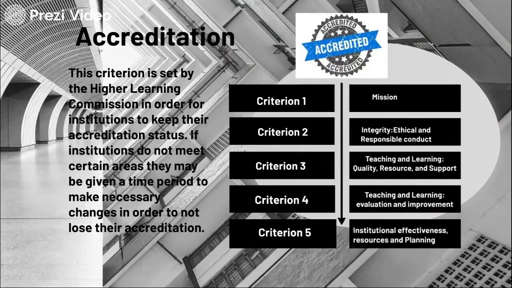So criteria 1 is the mission statement. Criteria 2 is their integrity, ethical, and responsible conduct. Criteria 3, teaching and learning, quality, resource, and support. Criteria 4, teaching and learning, evaluation and improvement. Criteria 5, institutional effectiveness, resources, and planning.